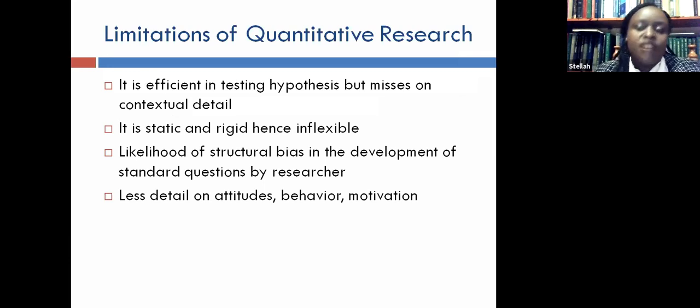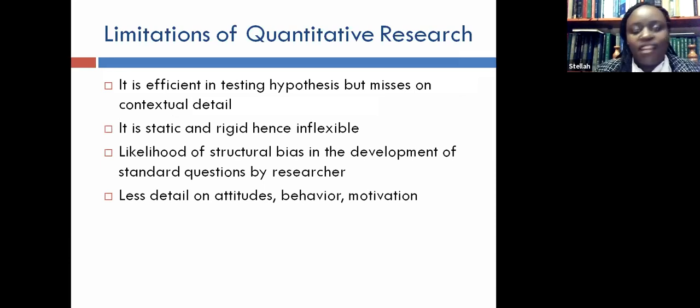So then, what would make you not go for quantitative research? Which are some of the reasons that would make you think, no, maybe I should go the qualitative way and not quantitative? The first one is that when you apply the quantitative, we said that you tend to not have a contact with your research or your participants. So in this case, you might miss out on some contextual details.